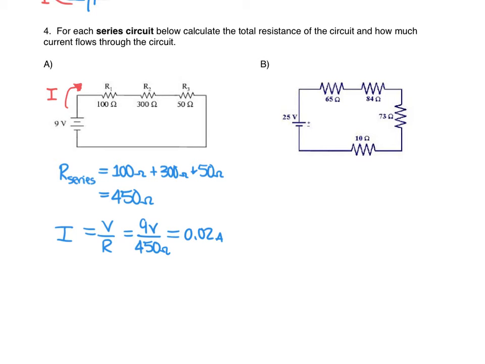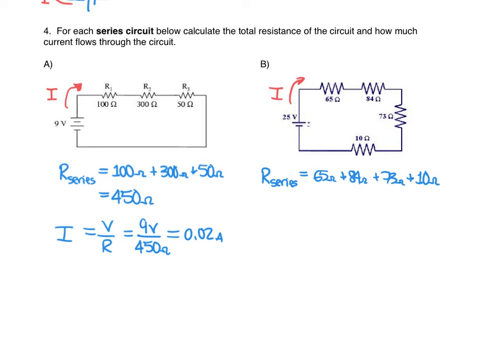Again, we ultimately want to find out how much current is flowing, but we have to combine all these resistors first. So in series, you have 4 now, and we're just going to add those straight up together. So 65 ohms plus 84 ohms plus 73 ohms plus 10 ohms.